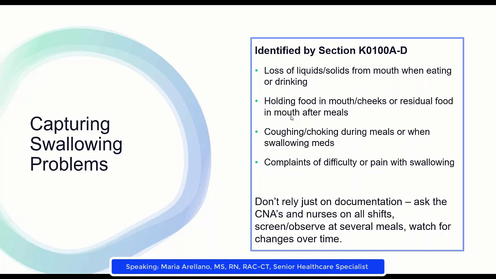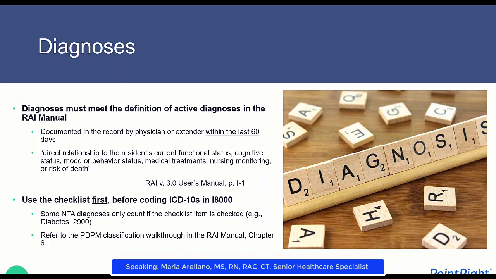Yes, there might be complaints of difficulty swallowing or pain, but I heard this a lot: patients, this isn't something they complain about frequently. They may just think this is part of normal, or they may not even realize they're holding food in their mouth. So watch several meals, observe, screen residents, and watch for changes over time. Just because they didn't have it when they came in doesn't mean they're not going to have it going forward. And again, active diagnoses, I think folks are getting much better at that.